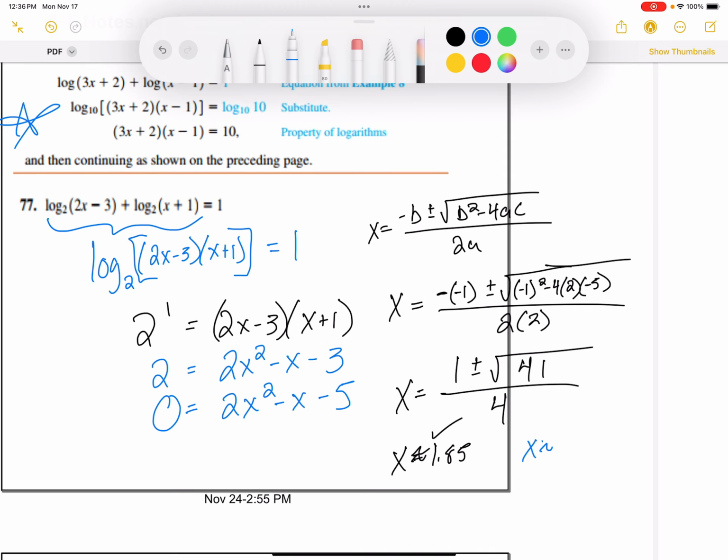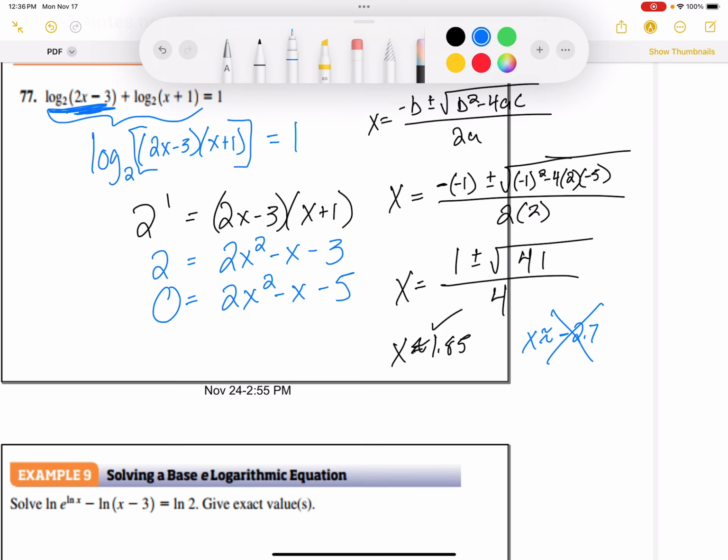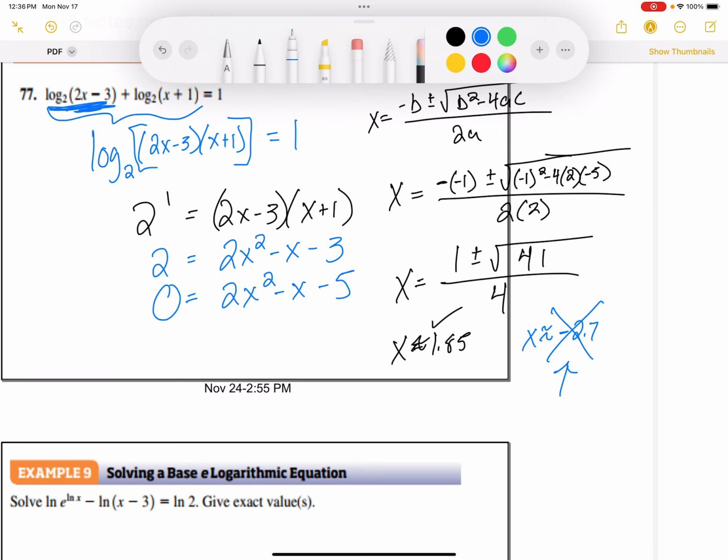x is approximately negative 2.7. I'll just leave it like that. So 2 times negative 2.7 minus 3 is still a negative number, so I know this one cannot work. Also, negative 2.7 plus 1 is still a negative. You can't have a negative log. So this is extraneous.